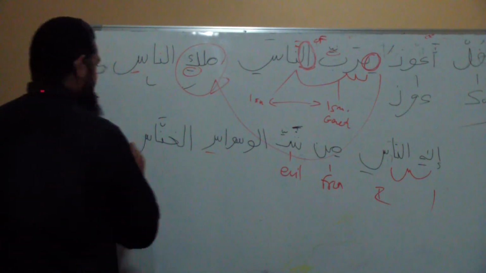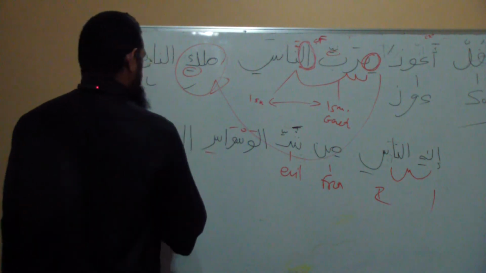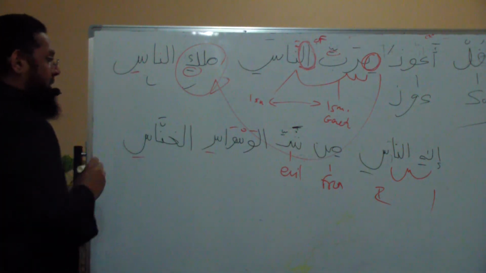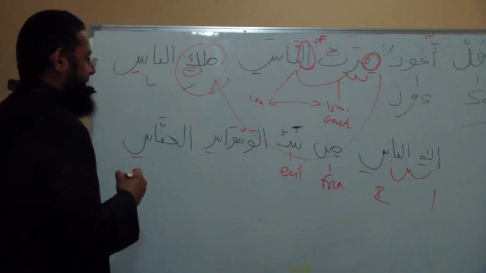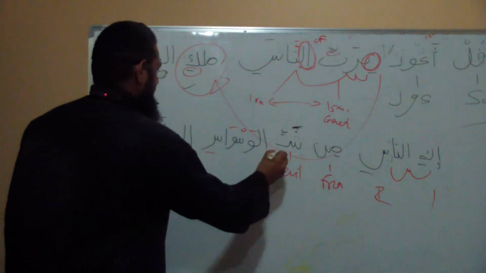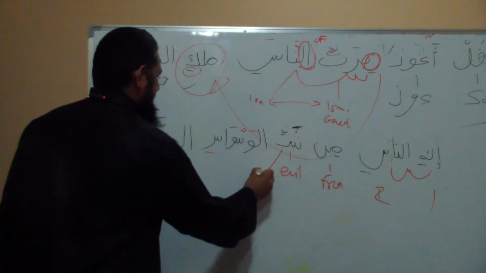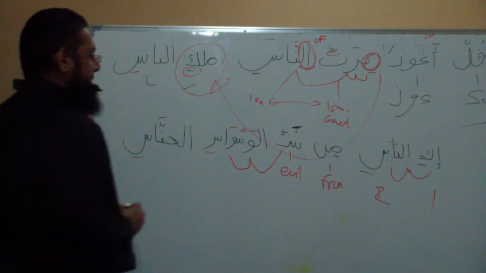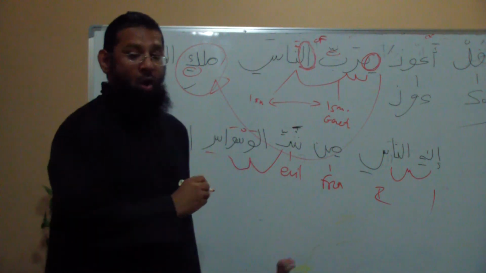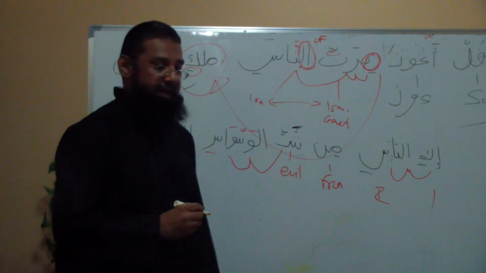waswasil khannasi. So is there a combination going on somewhere? Where? Show me. No, where is the combination? Okay, so let's do this one. Sharrul waswasi. So it's the evil of the waswasi. Why is it evil of? What's making it of?